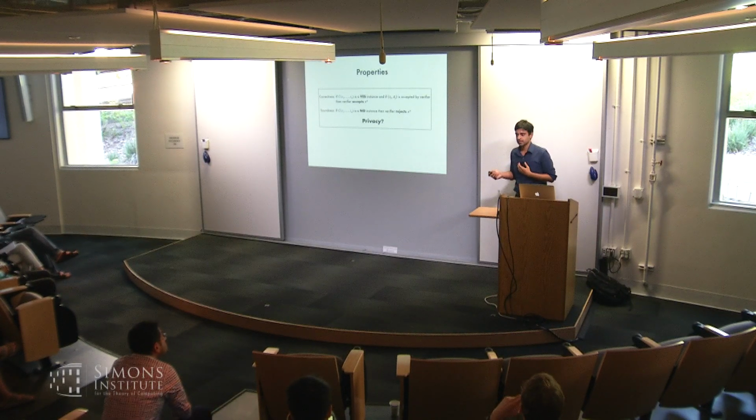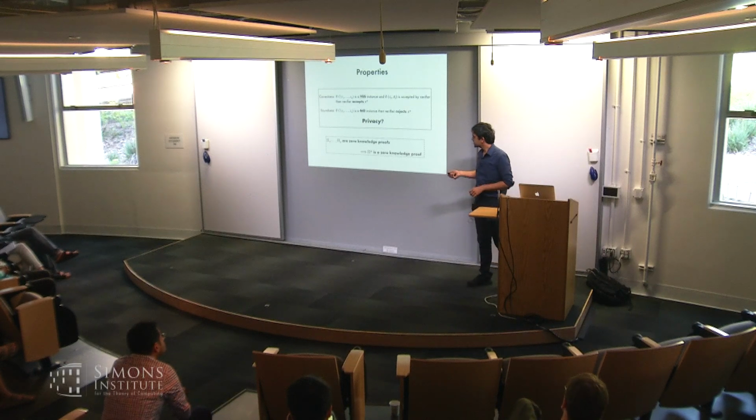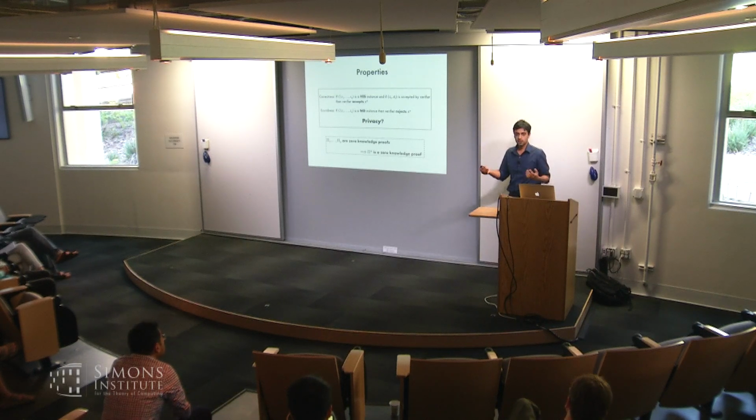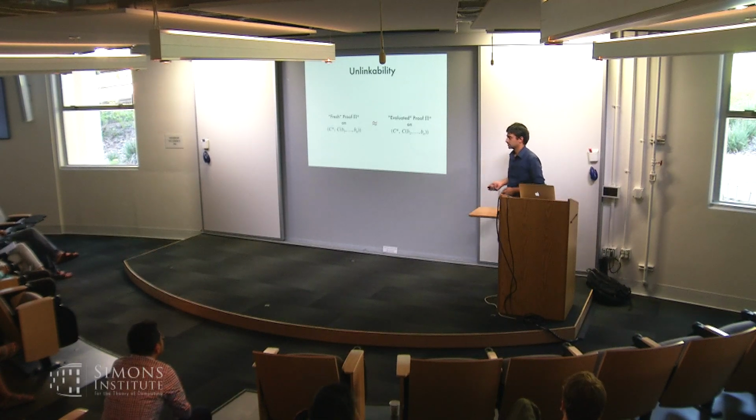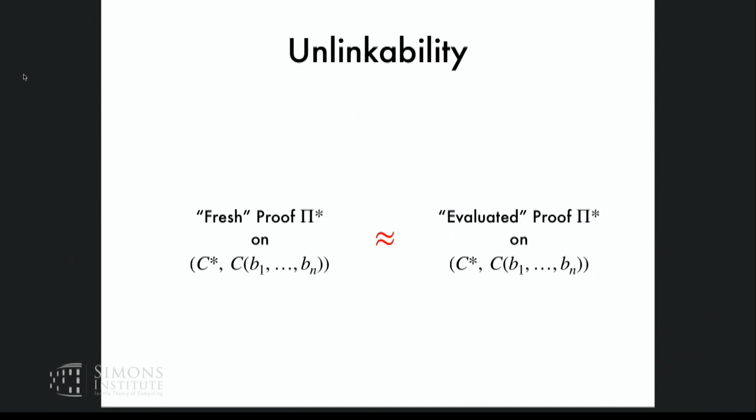Okay, so what about the privacy guarantee? The intuitive privacy guarantee we want is that if the original proofs are zero knowledge proofs, then the resulting evaluated proof should also be a zero knowledge proof. We are going to satisfy this by defining this notion of unlinkability. So what does unlinkability say? It says that if I generate a fresh proof on the instance C star, comma, C of B1 through Bn, using the witnesses W1 through Wn, this should be indistinguishable from a homomorphically evaluated proof on the same instance.